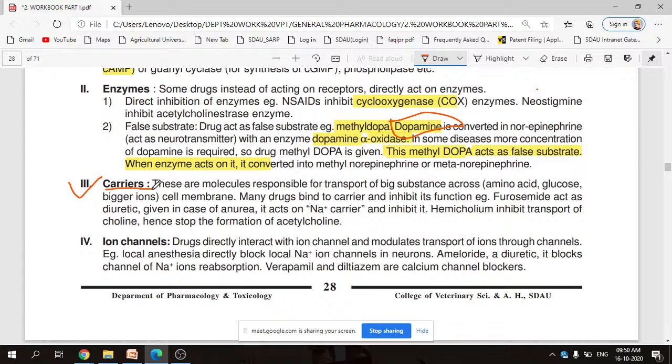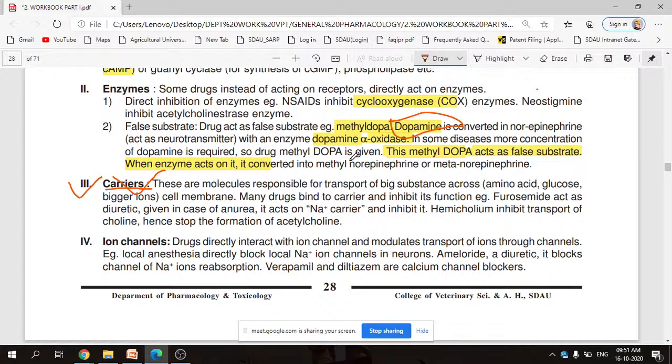Say for example, carriers for the amino acids, carriers for the glucose, carriers for the many peptides, carriers for the hormones, carriers for the enzymes. So these are the molecules which make the movement of the different endogenous substances from one place to another across the cell membrane. Now many drugs will bind with this carrier, and it inhibits or stimulates the functions.